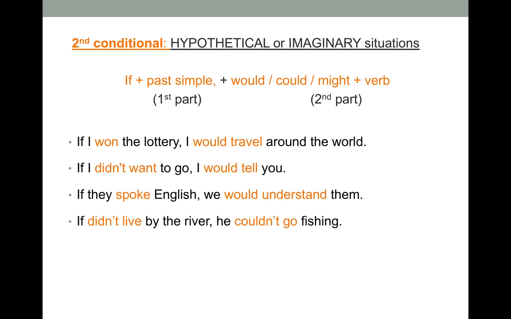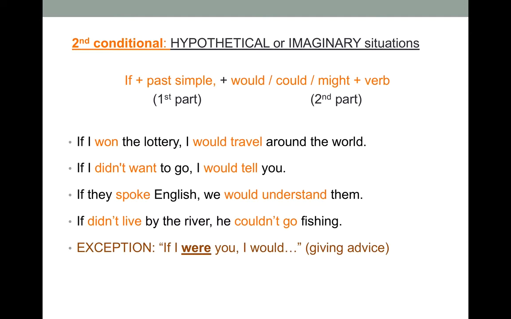The important part is that we need to use if plus the past simple in the first part and would in the second, or the order can be reversed. What is completely forbidden is to use if plus would in the same part of the sentence. Okay? Now, there is one exception to this, and it's the verb to be.